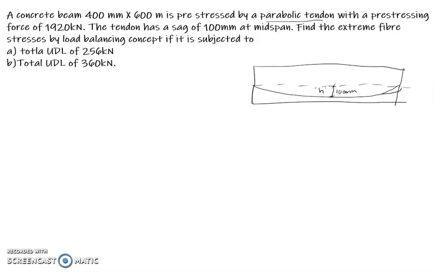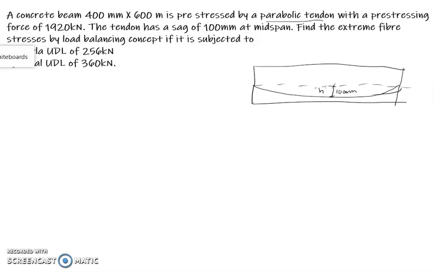So we have to find the extreme fiber stresses by the load balancing concept if it is subjected to, part A, a total UDL of 256 kilonewton, which is the same UDL as the previous problem, and part B, a total UDL of 360 kilonewton. Why are we taking these two values? Just to compare, to see how it is changing. So first we will solve part A, and then we will go for part B.